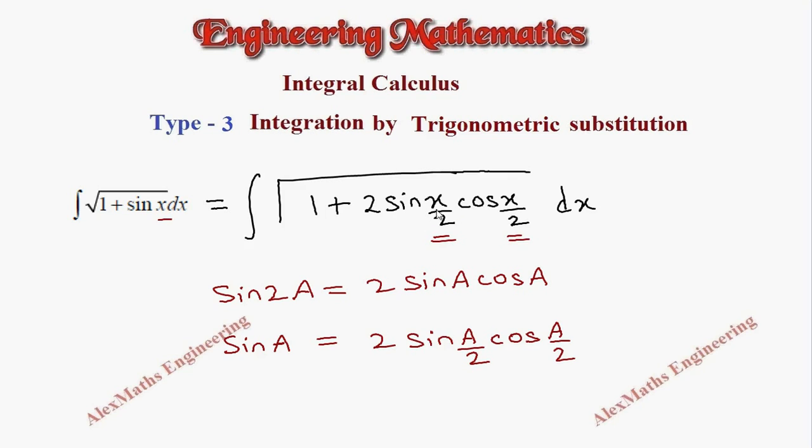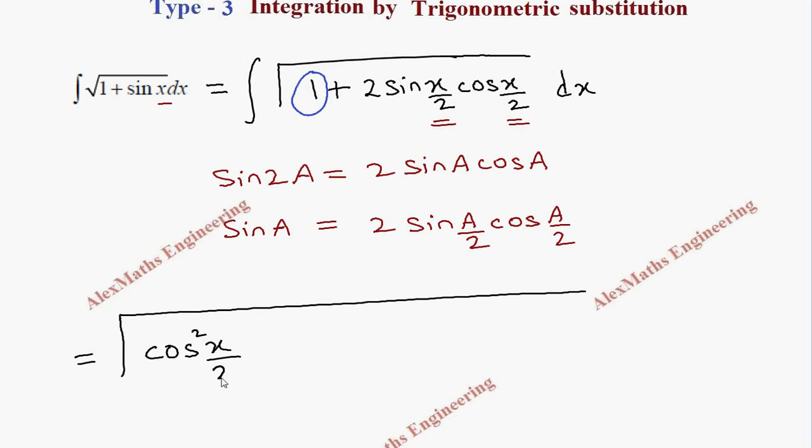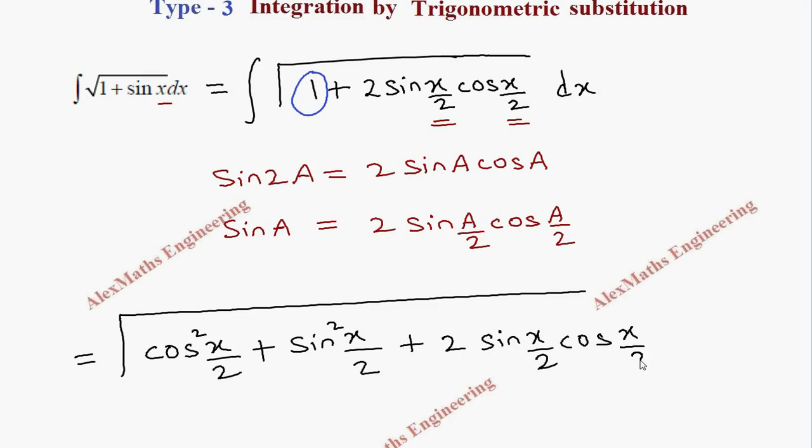Since the angles are x by 2, this 1 I am going to replace in the form of sin square theta plus cos square theta. But we are not going to use theta. Instead, we are going to use angle x by 2. So cos square x by 2 plus sin square x by 2. That is sin square theta plus cos square theta is 1. Since the other terms have the angle x by 2, I am using the angle x by 2 here. Then the rest of the terms as it is, 2 sin x by 2 cos x by 2.